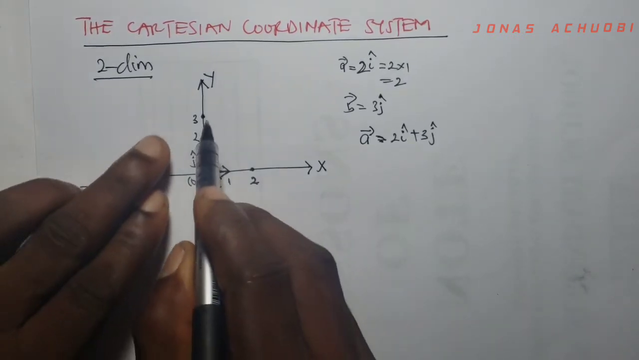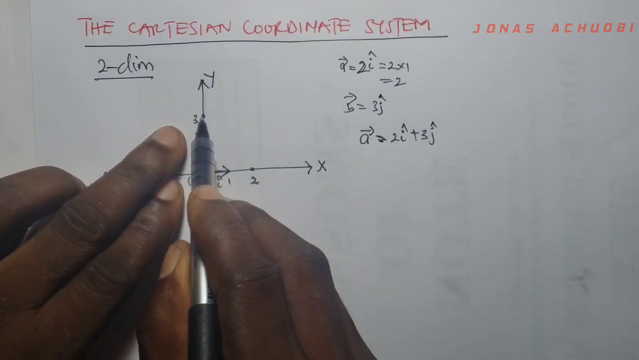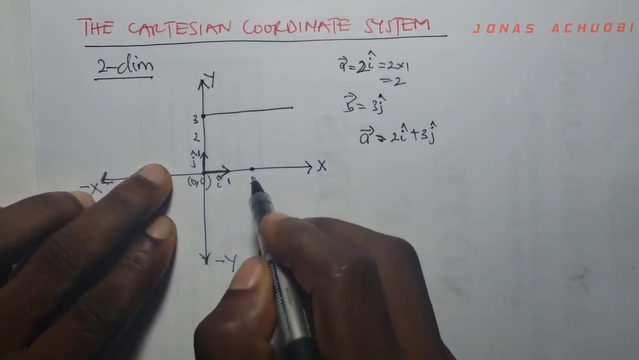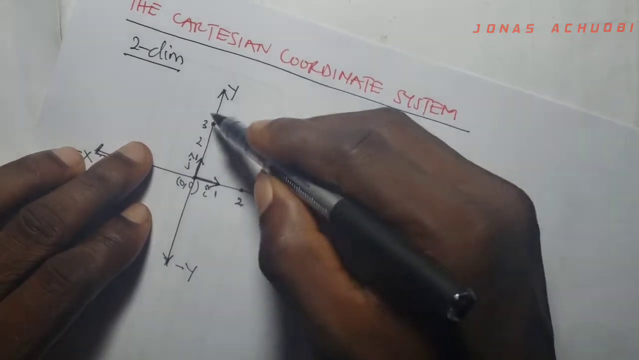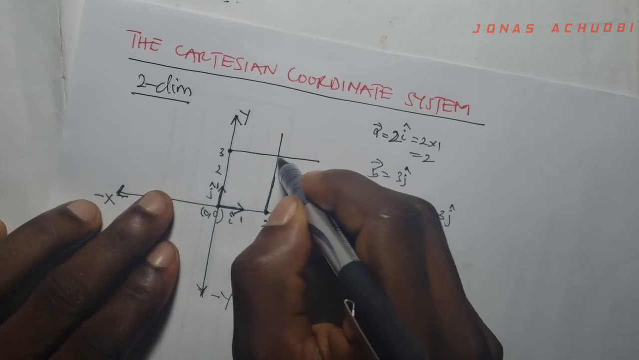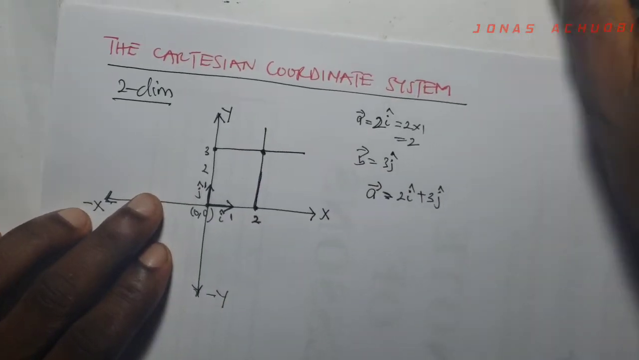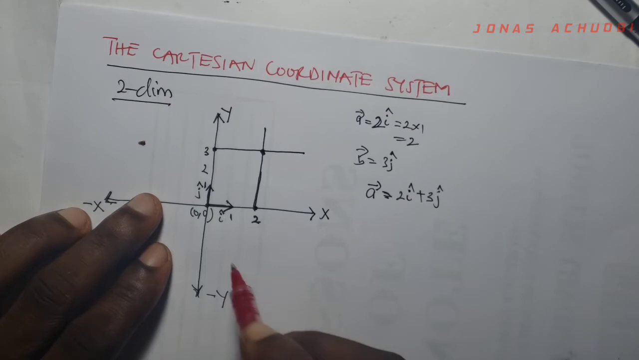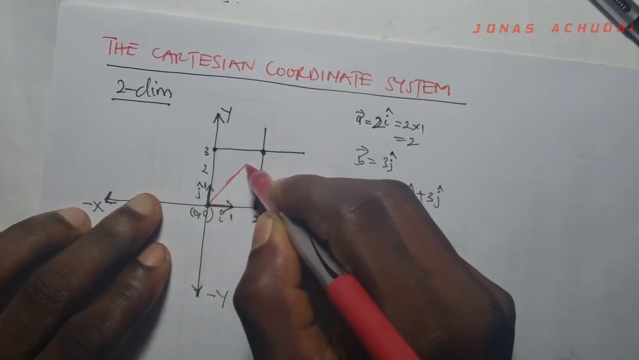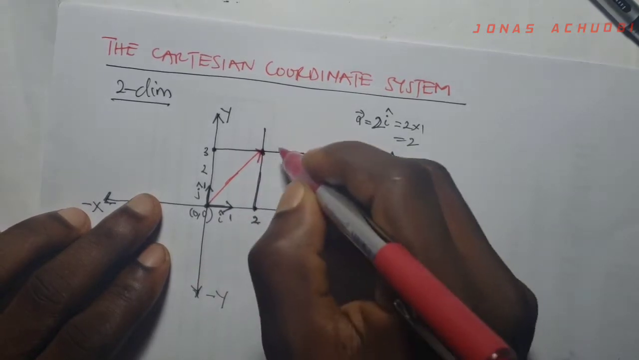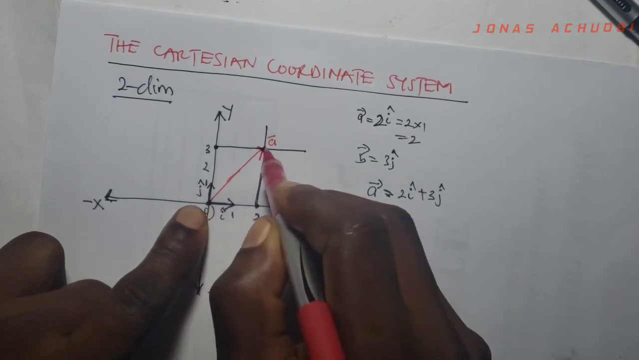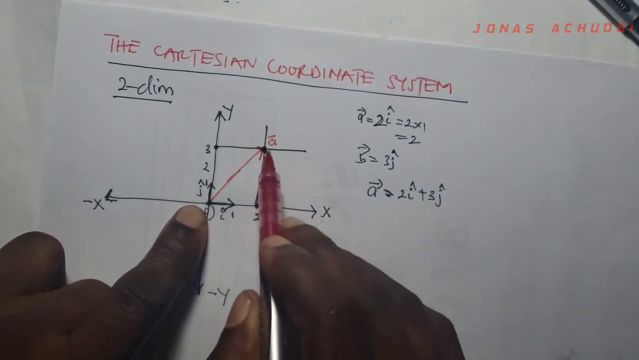So what we do is at the point 3, we draw a line that is parallel to the x direction. So that line is this, parallel to the x direction. And on 2, we draw another line that is parallel to the y axis. What do we observe? Those 2 lines meet at this point. Now this vector a is the line from the origin to the point of intersection of these 2 lines. So vector a is the vector from the origin to this point where 2 and 3 meet.